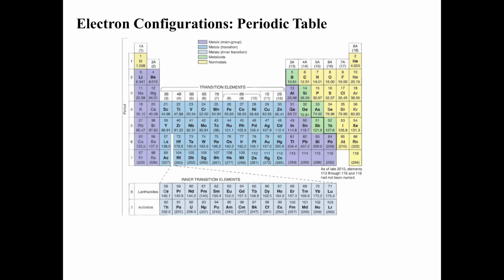So let's go through an example here. Let's look at phosphorus. Phosphorus has 15 protons and 15 electrons. And the easiest way to go about doing this is to just count out the elements. So I'm going to start off with hydrogen and work my way all the way up to phosphorus.